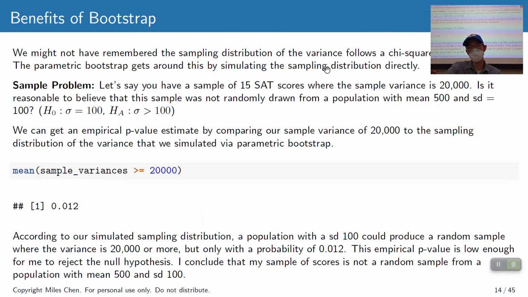It happens with a probability of 1.2%. So if we see a sample variance of 20,000, either we have to assume we were one of those lucky 1.2%, or we have to assume that maybe this wasn't randomly drawn, or there's something else going on to explain why we got a variance of 20,000. And that's how we would do a hypothesis test with bootstrap. Does that kind of make sense? We feel okay with this?